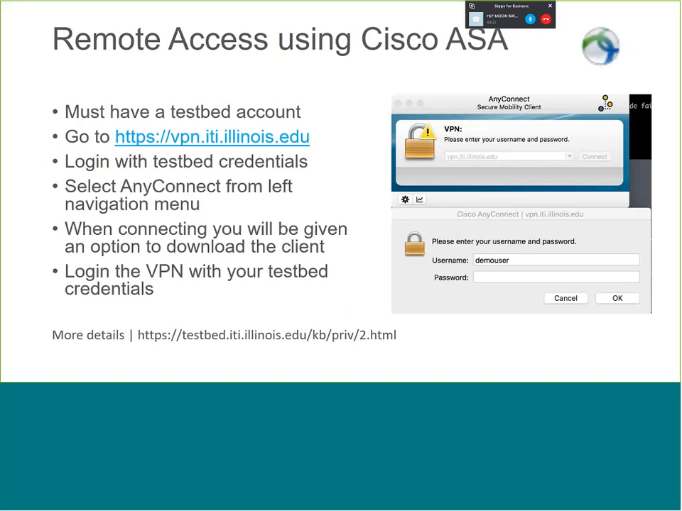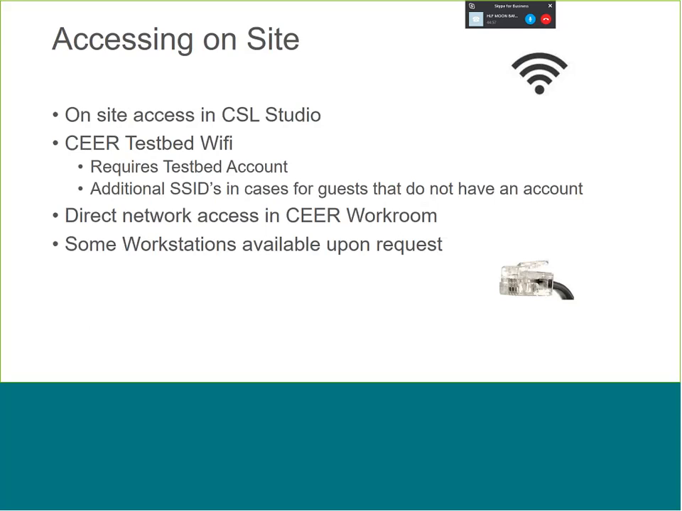It should log you in if you haven't already. If not, it'll let you download the Cisco ASA client. After you have the client, the most important thing from there is the URL, vpn.it.illinois.edu. That'll direct you to the right place, and then use your test credentials from there.